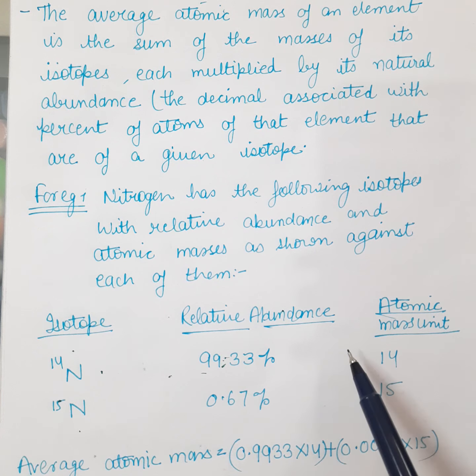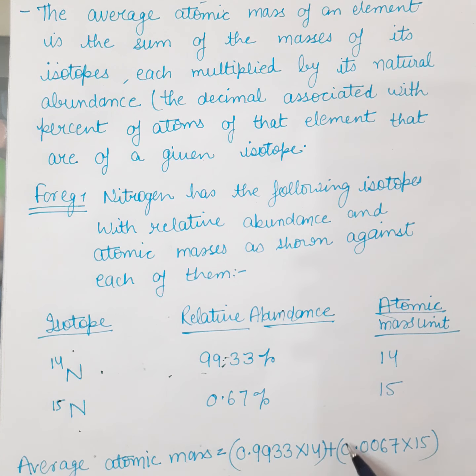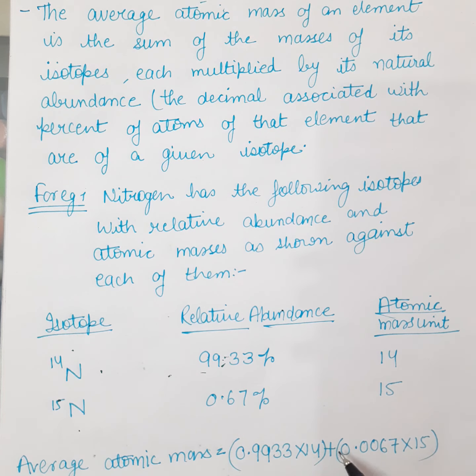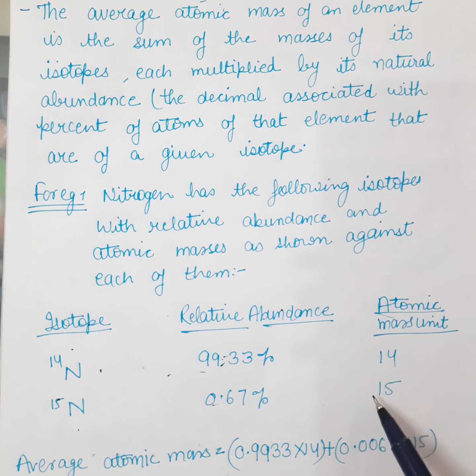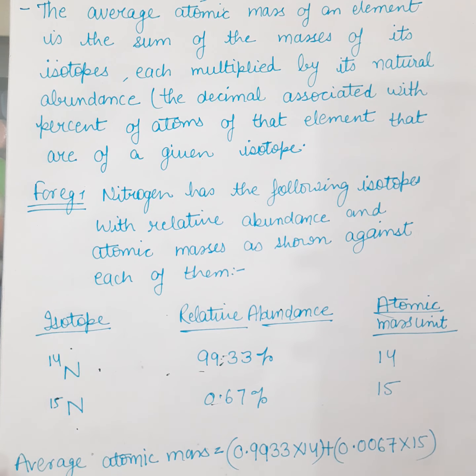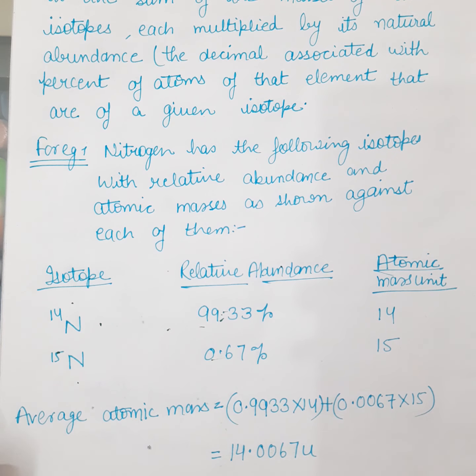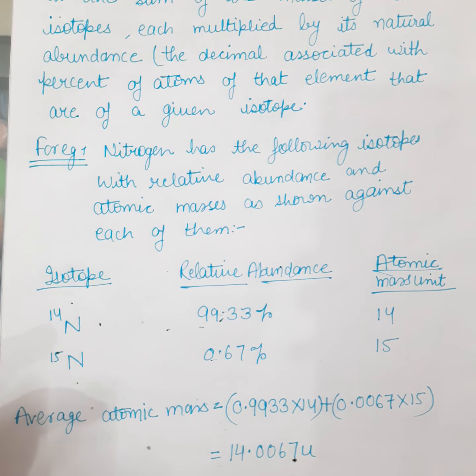So you get 0.9933 into 14. Then you take the average, so you write plus over here. Then if we divide 0.67 by 100, we get 0.0067, and then multiply by 15, and at last you get 14.0067 U. Okay, so this is how to calculate the average atomic mass.